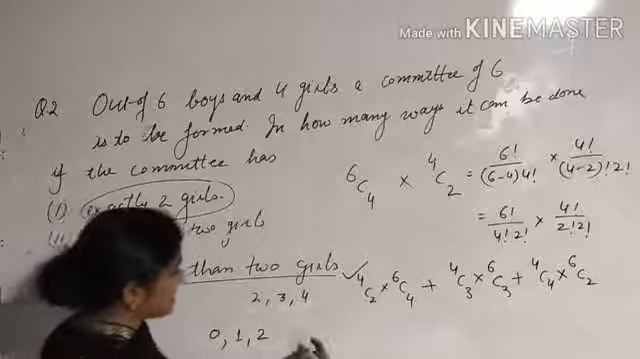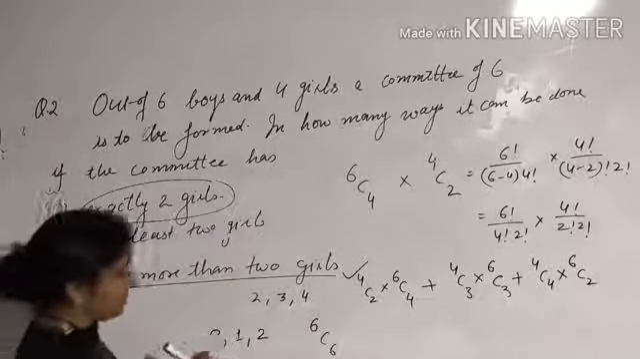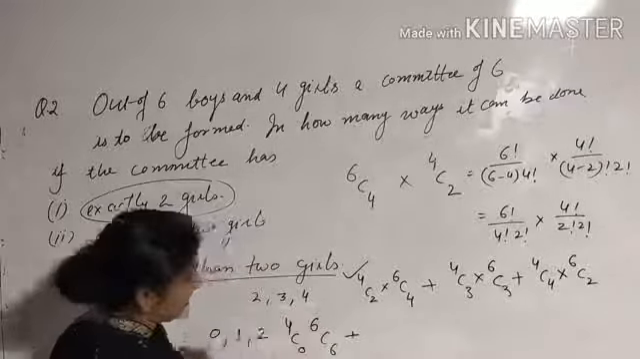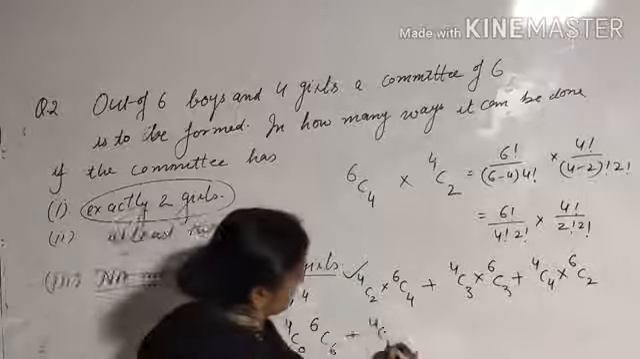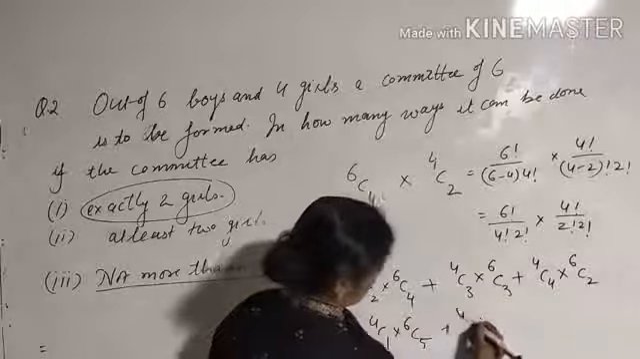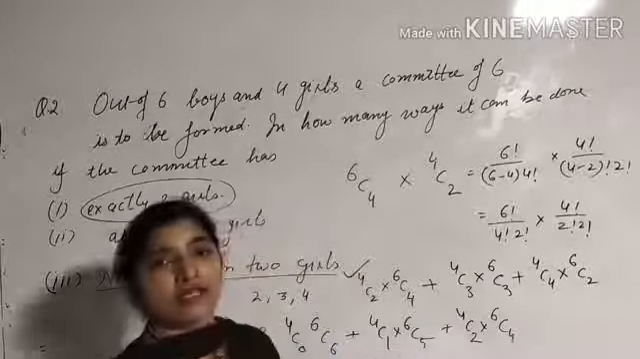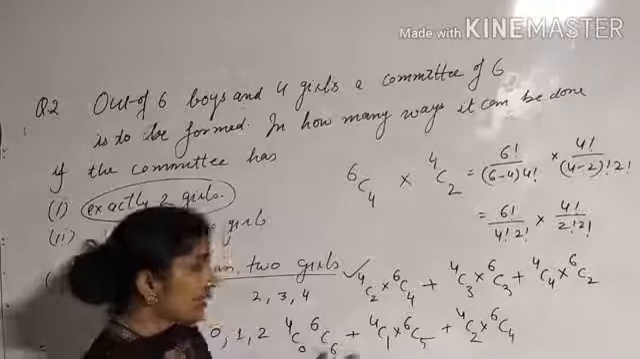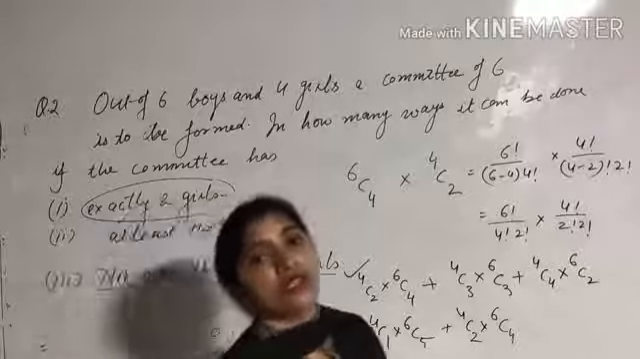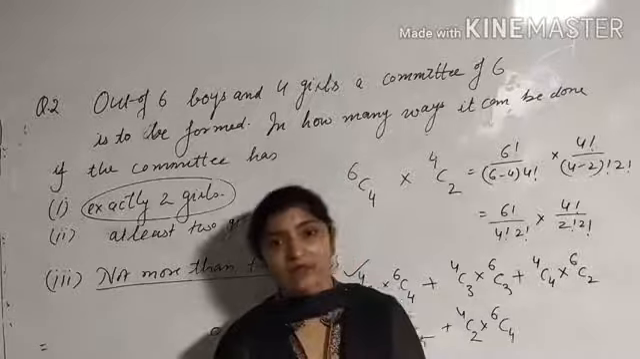Okay. And in that case we have 6 C6, if we don't want to take any girl, or you can write over here 4 C0, or 4 C1, 6 C5, or 4 C2, 6 C4. So this is the number of possible ways if you want to make a committee of 6 by taking not more than 2 girls. So students, this is all about permutations and combinations.